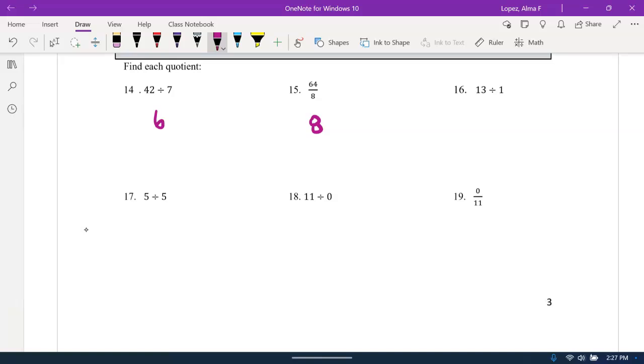13 divided by 1, there's one of our properties. 13 divided by 1 is the number itself. 5 divided by 5, a number divided by itself is 1. There's another one of our definitions. 11 divided by 0. Let's see if the 0 is underneath. Division can be written this way or this way. So 11 divided by 0 is the same thing as 11 over 0. Now that's not an answer, and that will be counted wrong by every teacher, so don't do that. When you have the 0 underneath, you're going to write the word undefined. And 0 over 11 is 0.